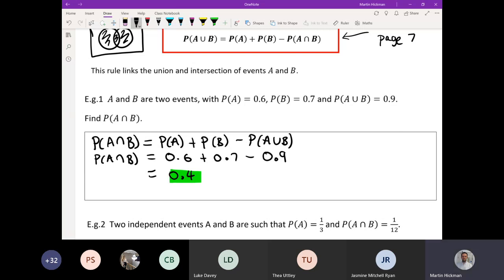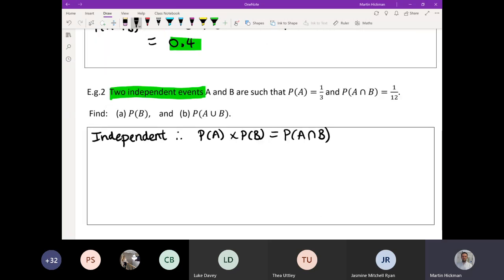So because they're independent, this means that the probability of A times the probability of B equals the probability of A and B. The probability of A is a third, the probability of B is what we're trying to find, and the probability of A and B is a 12th. Rearrange this and we get the probability of B is simply a quarter.